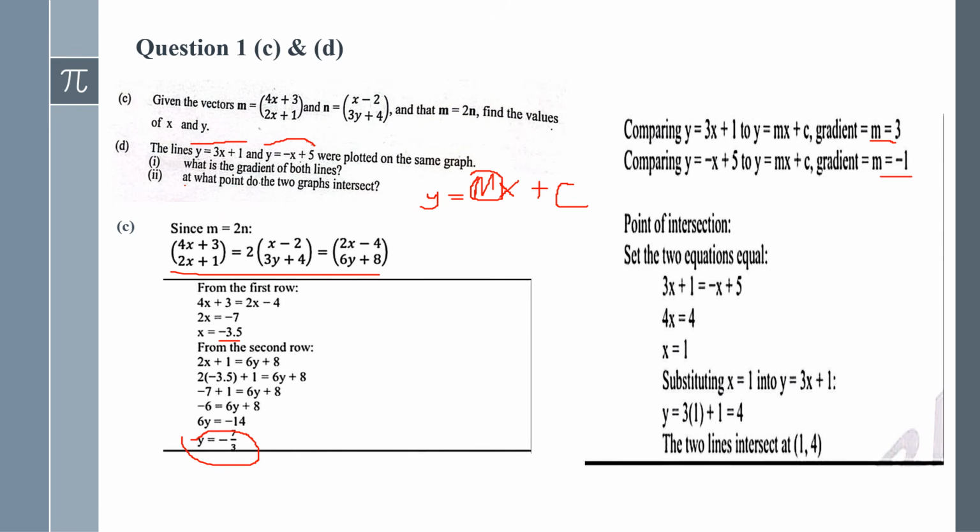For their point of intersection, we set the two equations equal to each other. When we do this, we will have x is equal to 1. Then we substitute the value of x into any of the equations to find the value of y. That is the point where they are meeting, and y will be equal to 4. So the point where they will be meeting is x is 1 and y is 4. That is (1, 4).